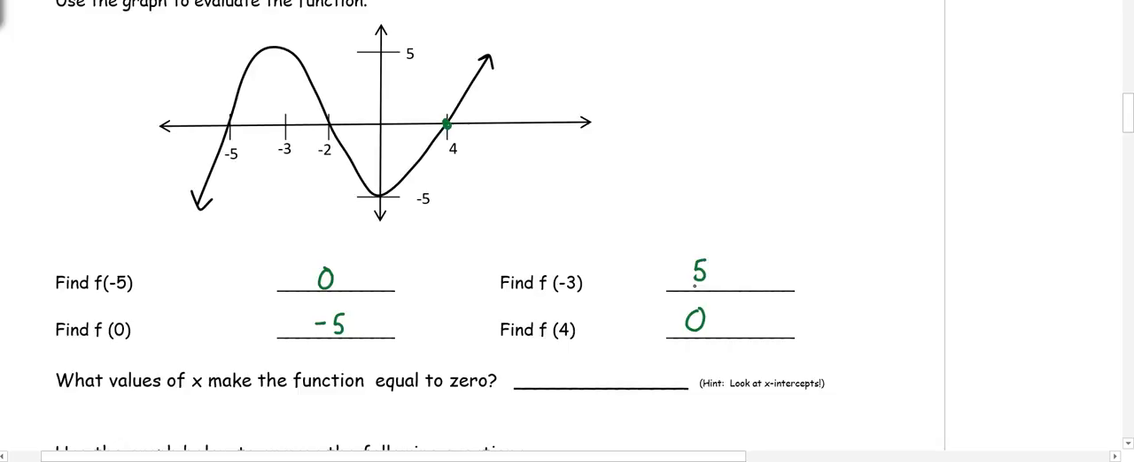When we are asking what values of x make the function equal to 0, we are looking at the x-intercepts. Wherever the graph crosses the x-axis, that's considered a zero. So we have 3 zeros. We have 1, 2, and 3. The 3 zeros are when x equals -5, when x equals -2, and when x equals 4.